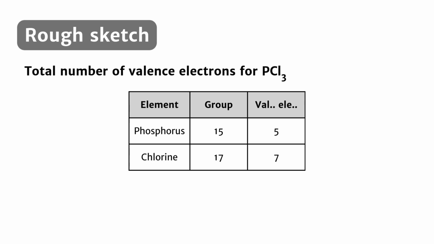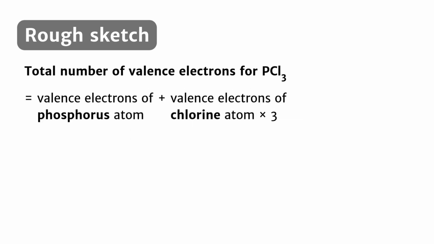Phosphorus, a group 15 element, has 5 valence electrons, while chlorine, a group 17 element, has 7 valence electrons. Since PCl3 contains 1 phosphorus atom and 3 chlorine atoms, the total number of valence electrons is calculated as 5 plus 7 multiplied by 3. This simplifies to 5 plus 21, which equals 26. Therefore, PCl3 has a total of 26 valence electrons.